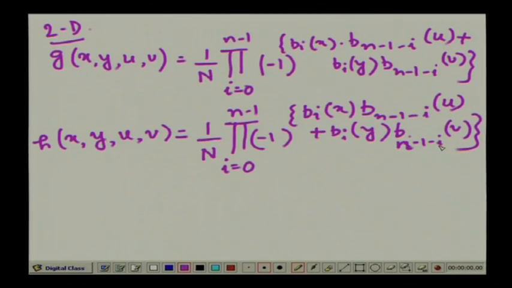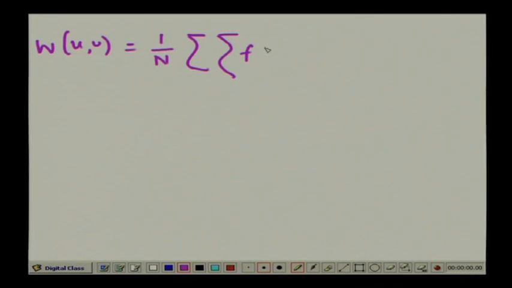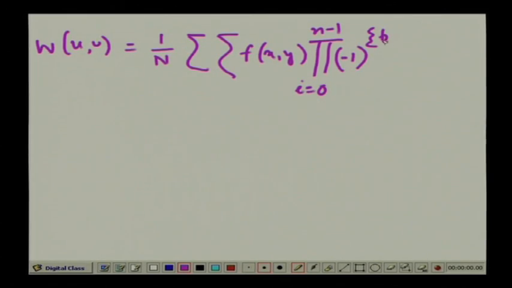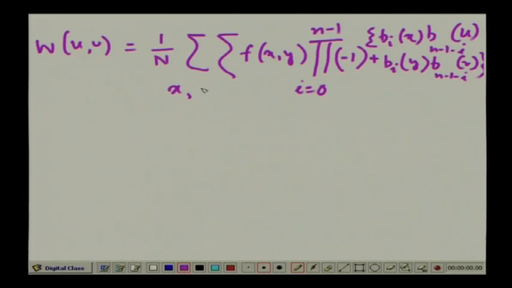So, using this forward transformation kernel and the inverse transformation kernel, now find that the inverse as well as the forward discrete Walsh transformation can be implemented as W(u,v) equal to 1 upon capital N, double summation f(x,y) into product i equal to 0 to n minus 1, minus 1 to the power b_i(x) into b_(n-1-i)(u) plus b_i(y) into b_(n-1-i)(v), and the summation has to be taken over x and y varying from 0 to capital N minus 1.